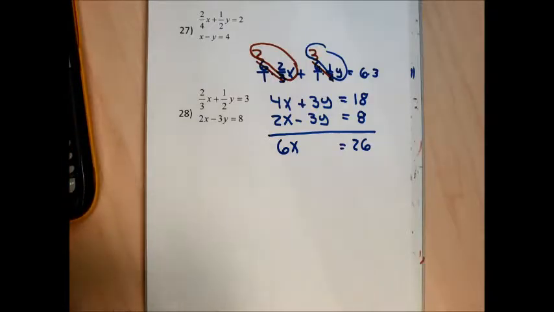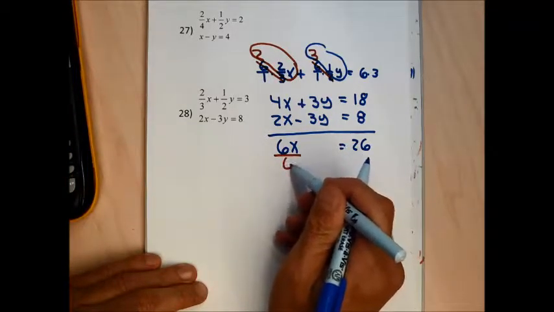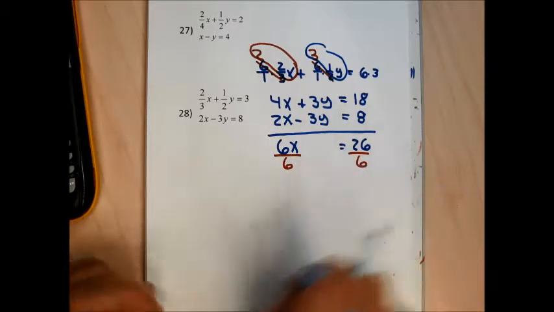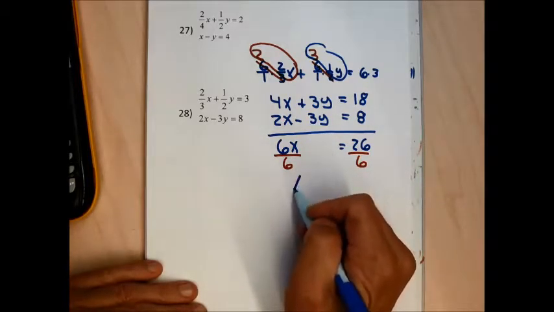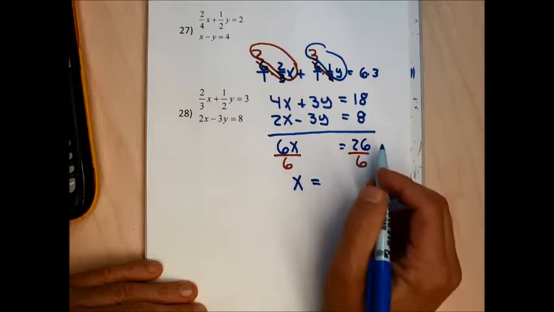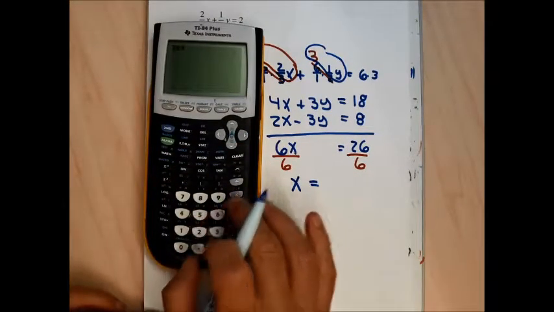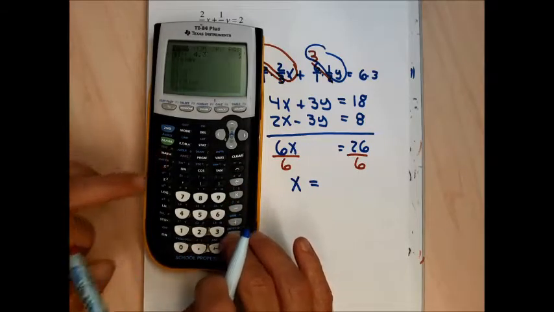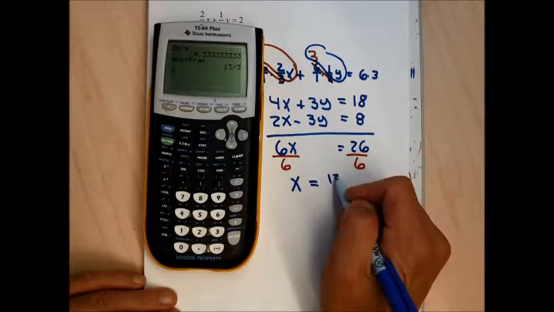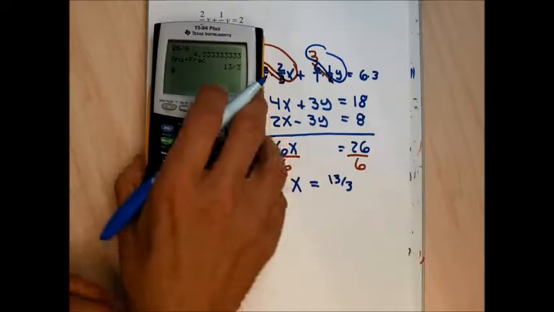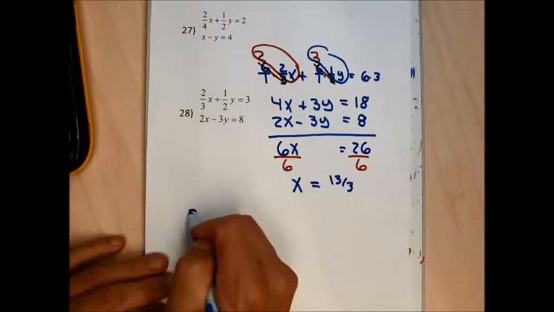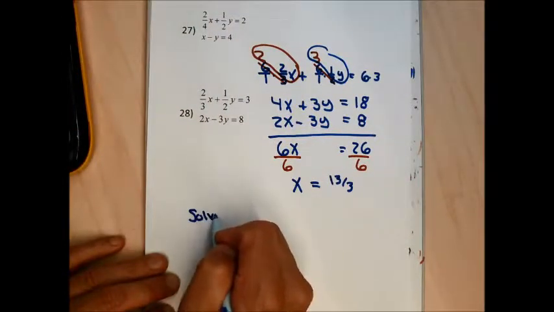And so I'm going to divide both sides by 6. The left-hand side, the 6's will cancel. The right-hand side, that fraction reduces by 2. And if I want to reduce the fraction 26 divided by 6 on my calculator, it would turn into 13 over 3. Now I need to solve for y, and I can pick any equation that has a y.